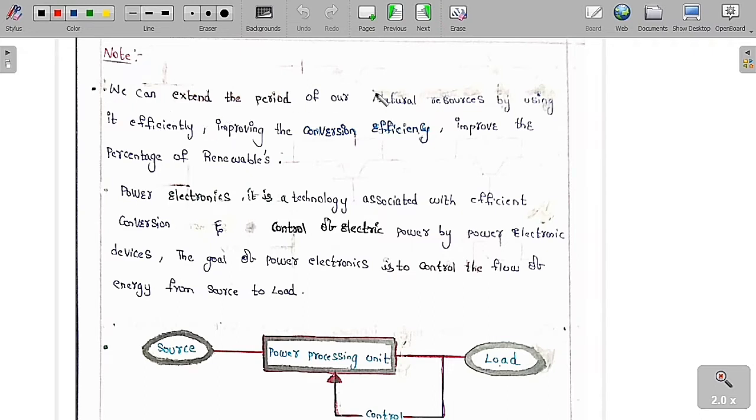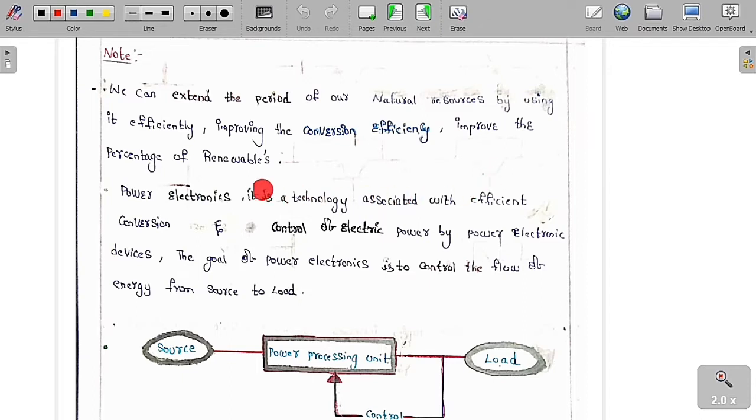Some of the important points in the power electronics are, the first one is we can extend the period of our natural resources by using them efficiently. Means if you are going to use the natural resources very efficiently, you are going to extend the period of our natural resources. Improving the conversion efficiency means your energy is going to convert from one format to another format. So always we have to use the energy in a very efficient manner. Because of that, we are going to extend the period of our natural resources.